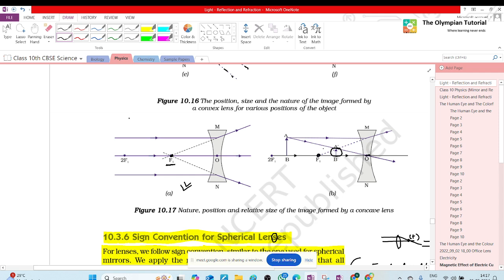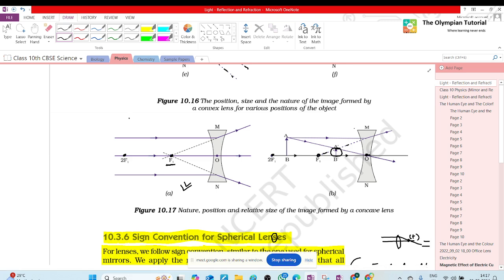One more thing I want to say. Here it is infinity to 2f1, and here 2f1 to the optical center. For both convex and concave lenses, if the image is formed on the left side, then it is virtual and erect. Because here the rays don't meet, the rays appear to meet. That's why the image will be virtual and erect.